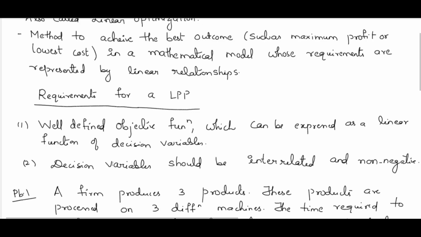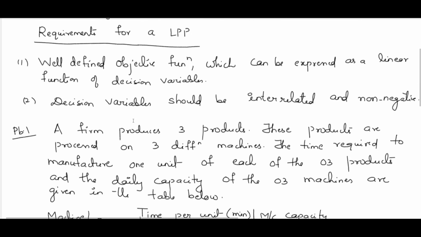And it can be expressed as a linear function of decision variables. The x1, x2, x3 that I was telling you are known as decision variables, because these x1, x2 and x3 are used to decide the profit condition. That's why these are known as your decision variables. Next, among these decision variables there should be a relationship, and decision variables should be interrelated and should be non-negative. So now I'll give you one example.